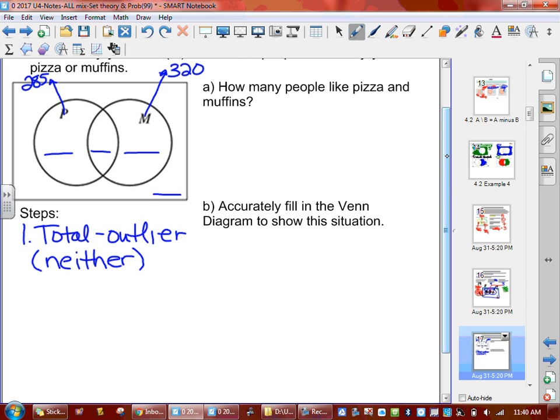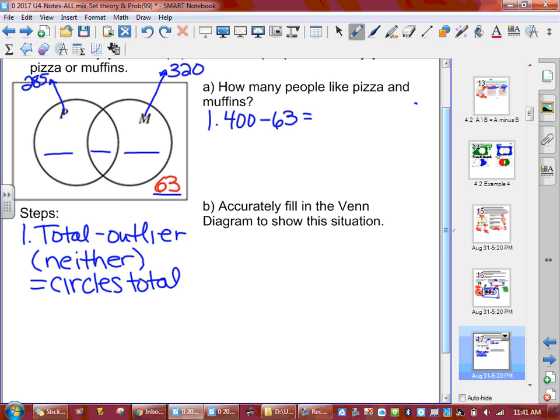Now we're going to take our total of 400 people and we're going to subtract that outlier. So we're going to write the steps under the diagram, and then to the right of the diagram, we're going to do what the step told us to do. So now I'm going to take 400 and minus 63. And that's going to give me my circles total. So right down here, this equals the circles total. And that's going to give us 337. That means regions 1, 2, and 3 have to add to 337. Okay, for regions 1, 2, and 3.